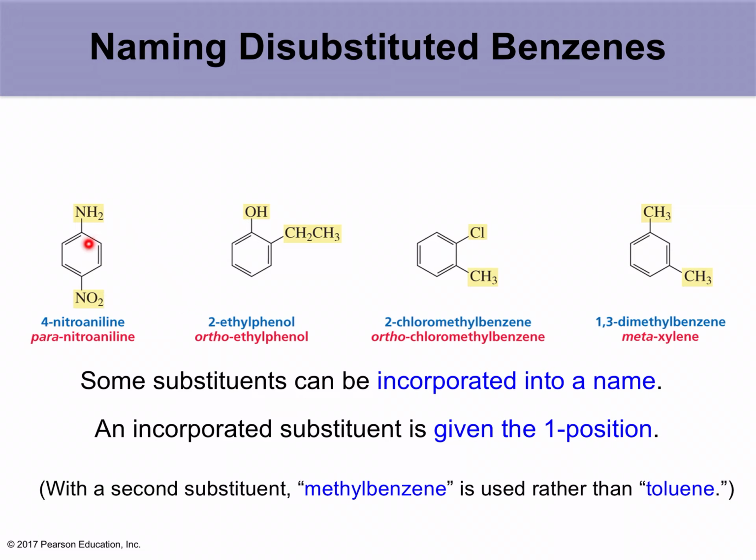Some substituents can be incorporated into a name. Like NH2 with the benzene ring is called aniline. OH with the benzene ring is phenol. Okay, like that. An incorporated substituent is given the number 1 position. With the second substituent, methylbenzene is used rather than toluene for this one. If you have a second substituent, 1,3-dimethylbenzene. Normally this ring without this methyl group is called toluene. But when you have two methyl groups, you would rather say 1,3-dimethylbenzene, or meta-xylene is the common name.